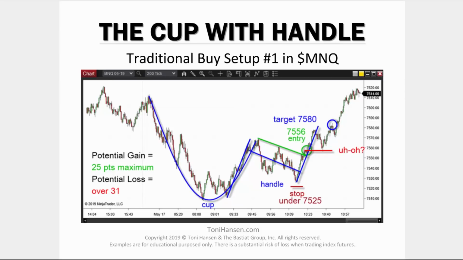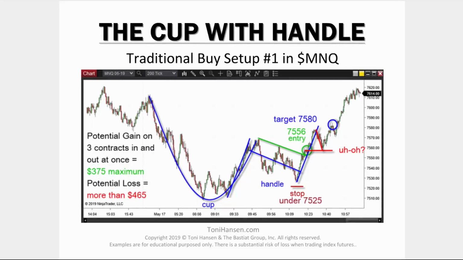The difference is your potential gain here is 25 points, about the same amount of points, but you've got $375 as your target level. But your stop is still $465. Now, I'm using 3 contracts here. And you'll notice when I talked about the NQ, I was only talking about 1 contract. You're going to understand why here as we go forward.